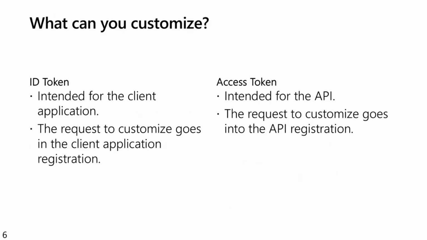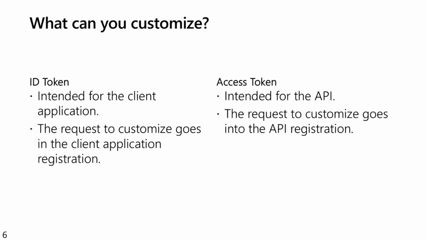Now, there are two different types of tokens, and you can customize either one. In fact, there are no different rules for customizing an access token versus an ID token. All of the capabilities and functionality work for either token. But you need to be aware of which token you should be customizing based on the scenario of your application. ID tokens are issued to client applications so that they can identify the user and maybe learn some additional attributes about the user. They're not used to call APIs. They're only targeted at that one client application.